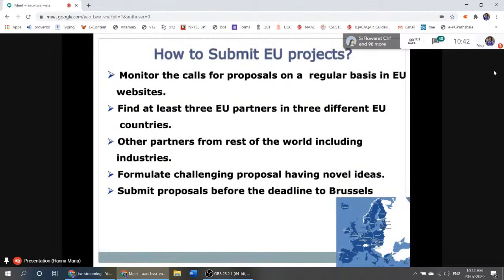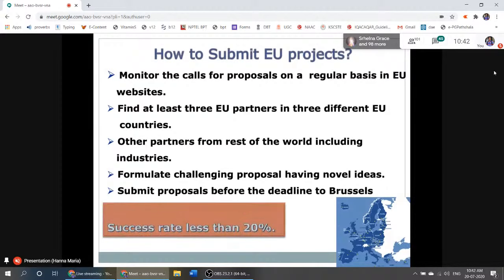See, the success rate of European Union proposals. In the past, it was something like 20%. Now it's really less. I was told by a good colleague in Europe that it's something close to a 5% success rate. But you get really good funding. So I request all your colleagues, register on the European Union website, monitor the calls regularly, find partners across Europe, find partners in India, and submit very strong proposals.